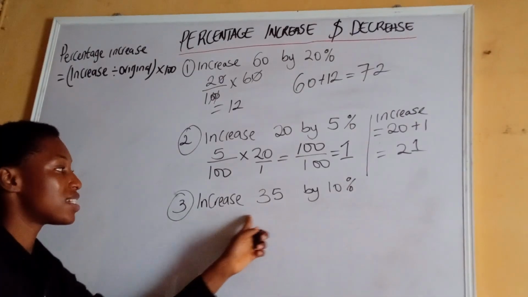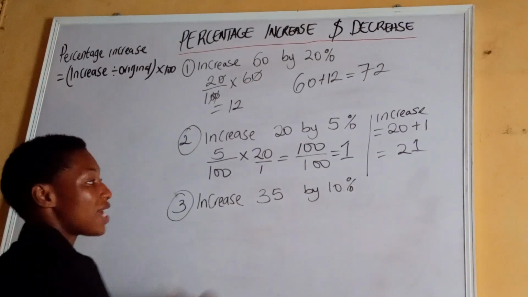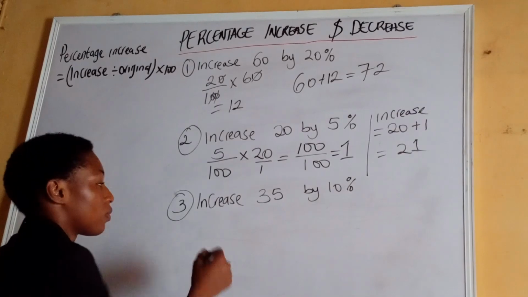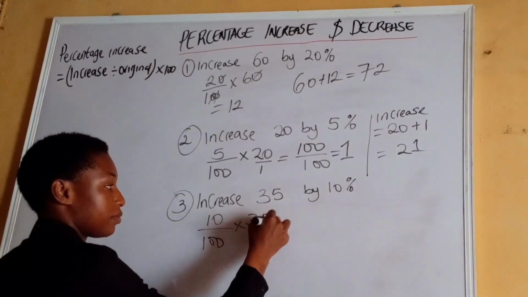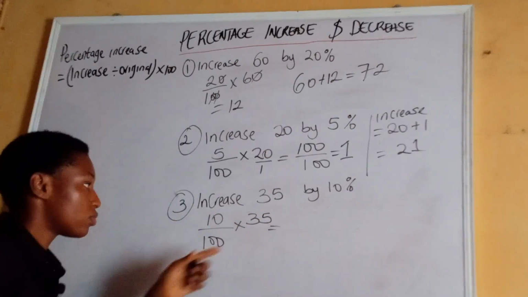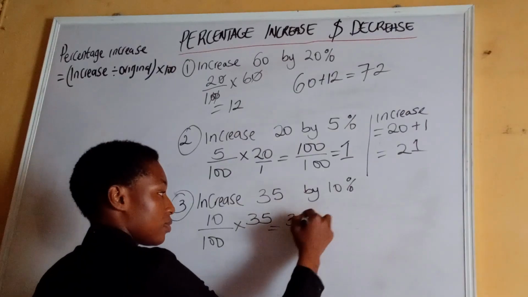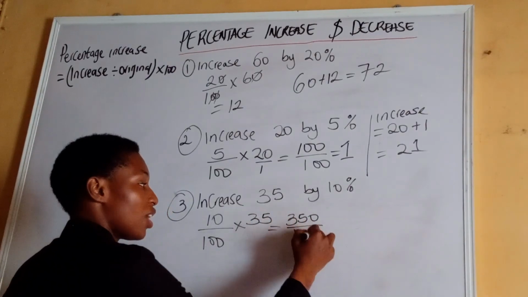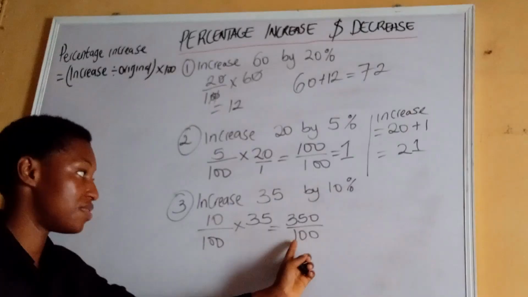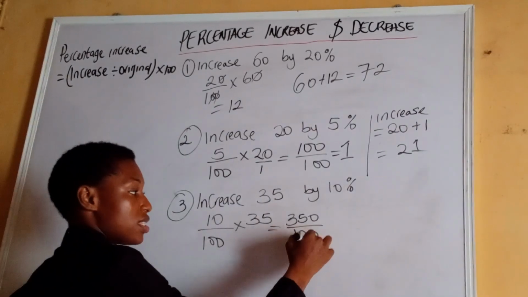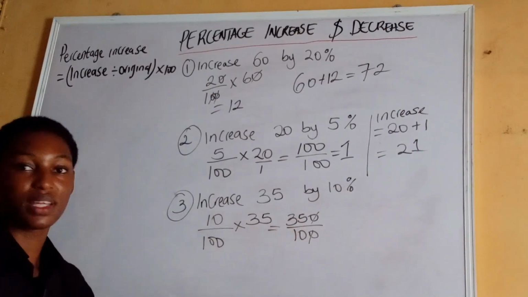Now let's do this last one. This one says find the increase of 35 by 10%. What you simply need to do again is to find 10% of 35. This will be 10 all over 100 times 35. You can go straight up. Your 35 times 10, that's 350 divided by 100, sorry. Now, we know that 35 times 10 is 350 and 10 times 10 is 100. That means this 0 can cancel this 0 out, right? And then we're left with 35 divided by 10.